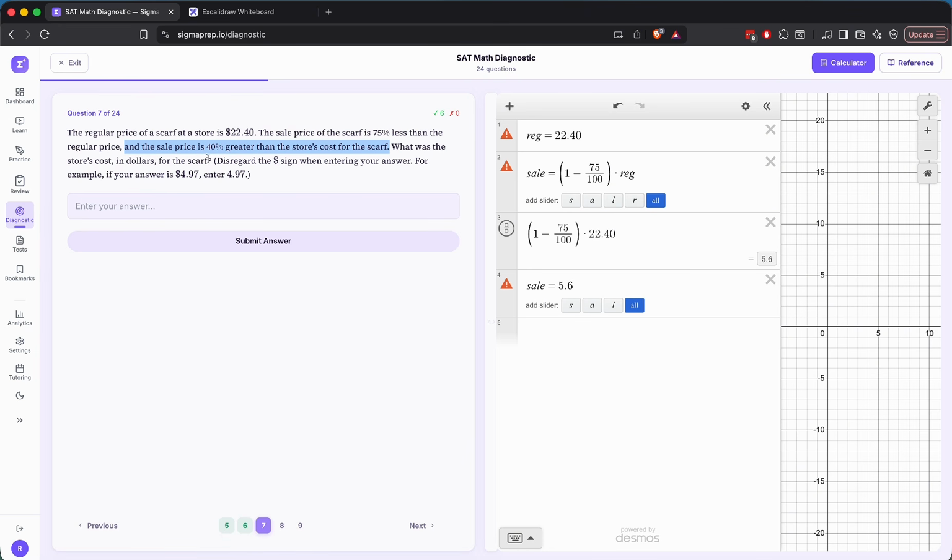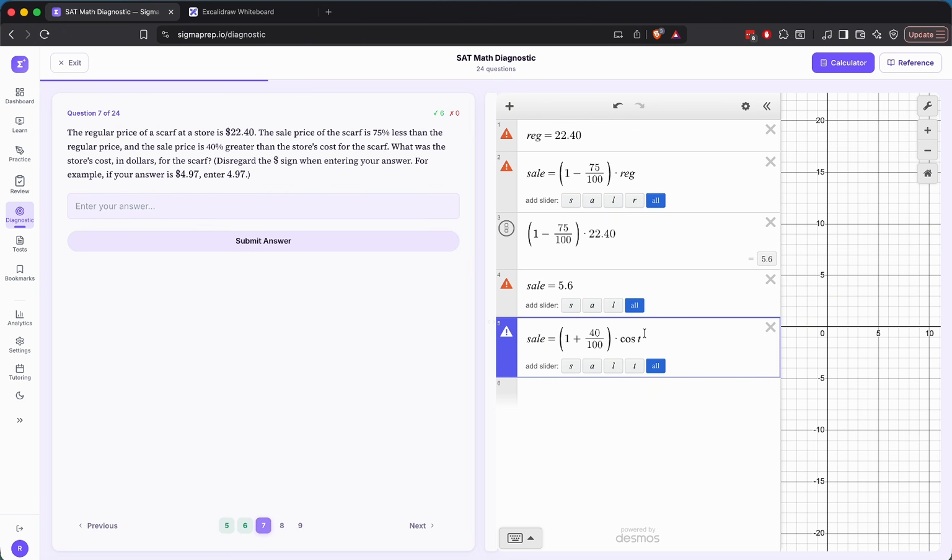It says sale price is 40% greater than the store cost. So once again, sale price equals. I didn't mention it before, but equals is a super important keyword when you're translating word problems into equations. So sale price equals 40% greater. Now we do 1 plus 40 over 100, and then it's times the cost.